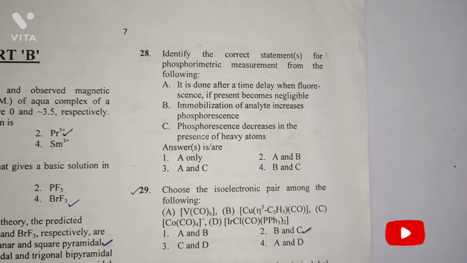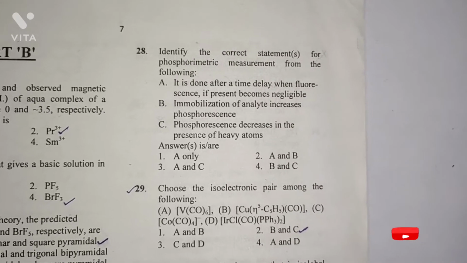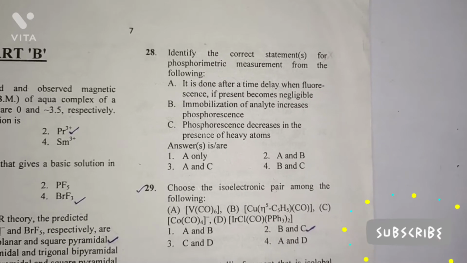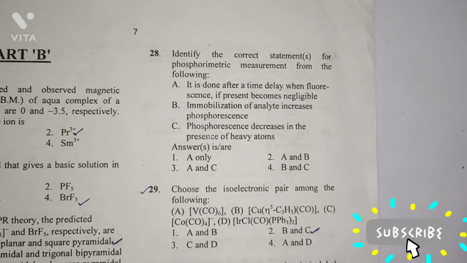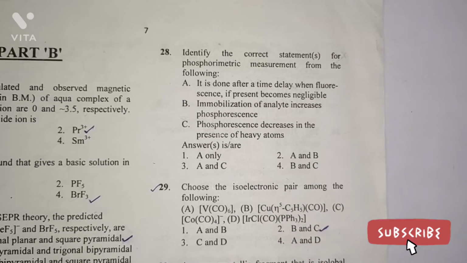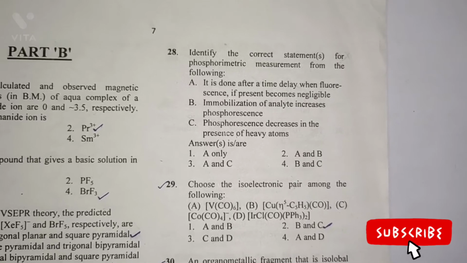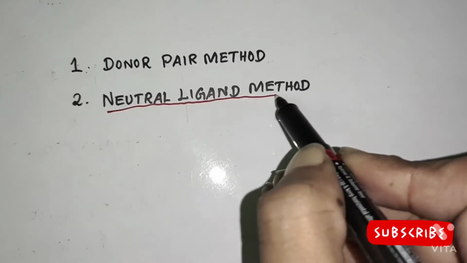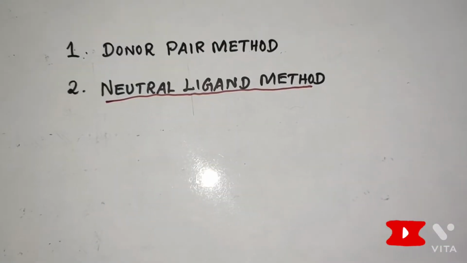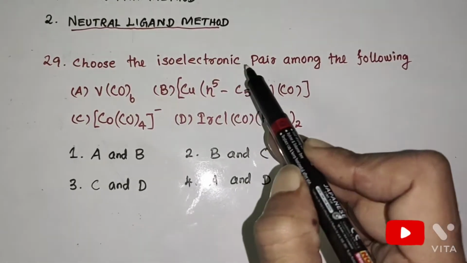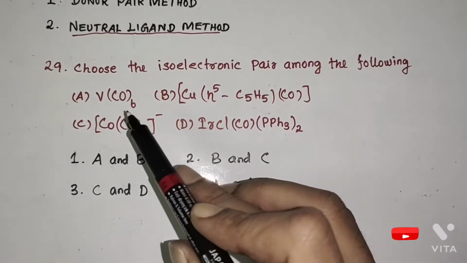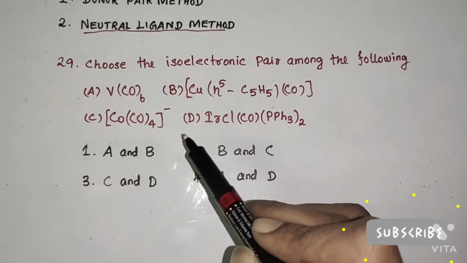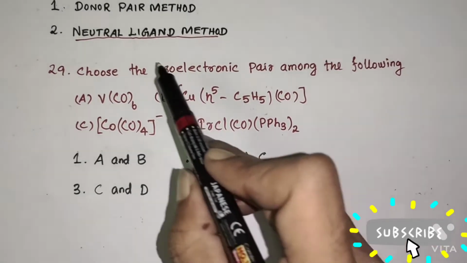We already discussed in the previous video that there are two methods available to count the electrons of organometallic compounds. The first method is the donor pair method. The other method is the neutral ligand method. The neutral ligand method is very easy for counting electrons in organometallic compounds, so I am going to use it. Four organometallic compounds are given, and I will find the correct pair by the neutral ligand method.